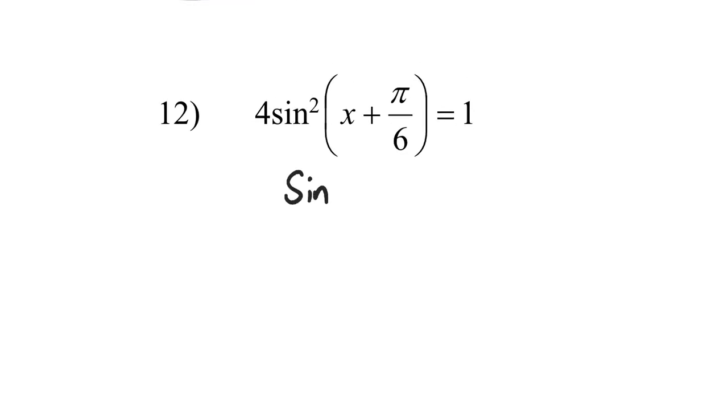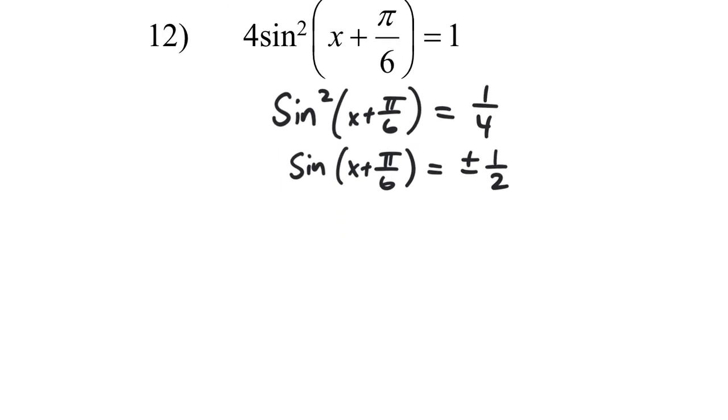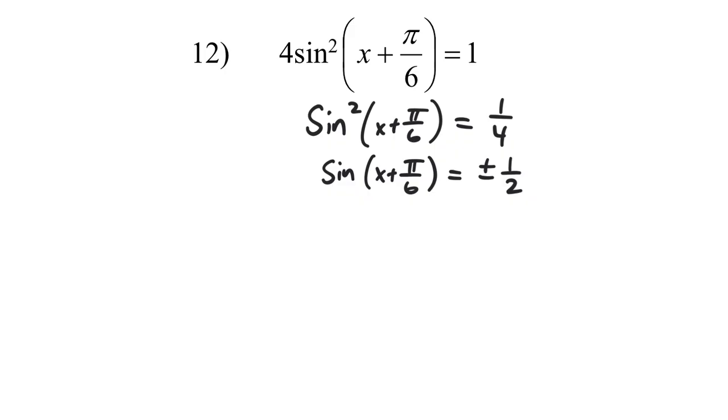So sine squared of our angle, x plus pi over 6, will equal 1/4. And then we take the square root of both sides, so sine of our angle will equal plus or minus 1/2. All right, that's reasonable for us. We know that 1/2 shows up on our unit circle. Now, the last complication here is the x plus pi over 6. That's just going to be a horizontal shift to our graph. So at the end, we will have to subtract from our answers.